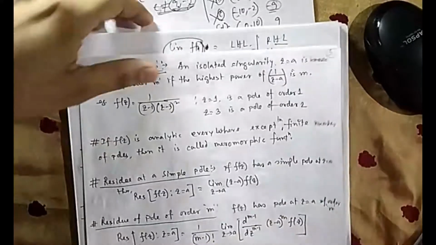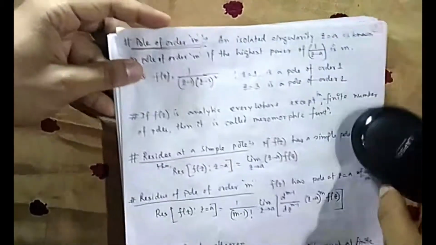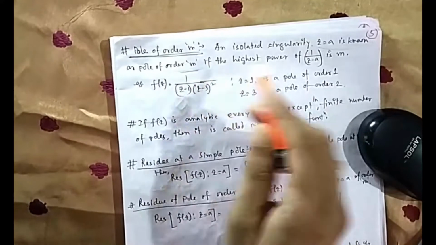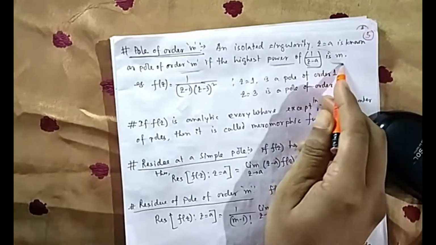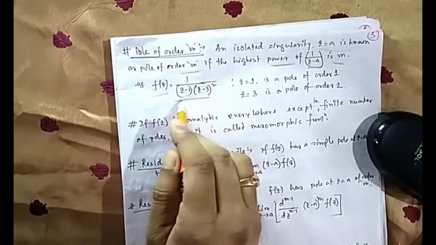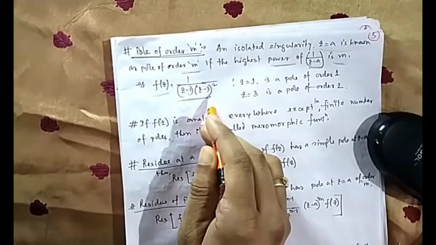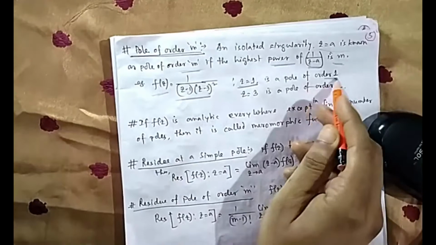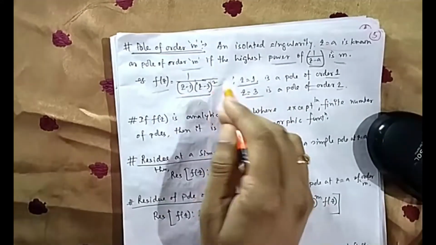So next, what is a pole? You have already seen poles in control. A pole of order m: an isolated singularity of f(z) is said to be of order m if the highest power of 1 by (z minus a) is m. So if you see this function f(z), 1 is also a pole, 3 is also a pole. If you put 1, the problem occurs, and also if you put 3. So z equal to 1 is a pole of order 1 because the power is 1. z equal to 3 is a pole, but of order 2.